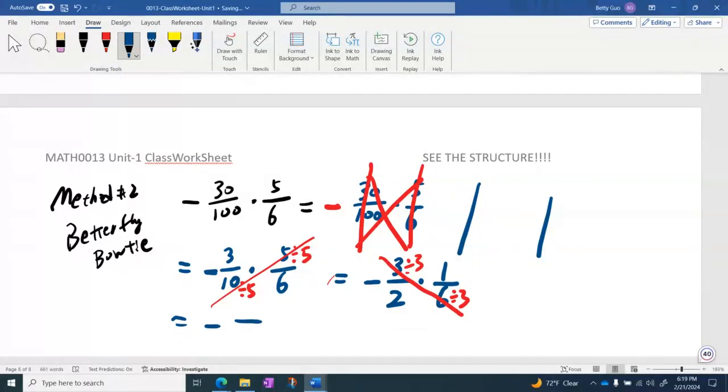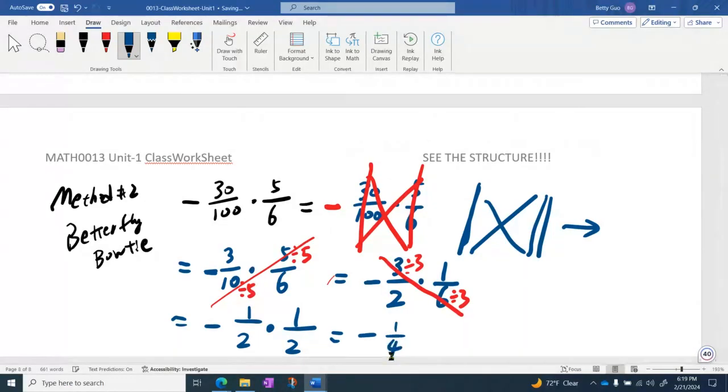And the top left, 3 divided by 3, we have 1. And copy the 2 on the bottom, multiplied by, on the upper right, we have 1, copy it. On the bottom right, 6 divided by 3 is 2. And then we multiply across. So the steps are vertical, vertical, diagonal, diagonal, and then multiply across. We have negative 1/2 times 1/2, 1/4 again.